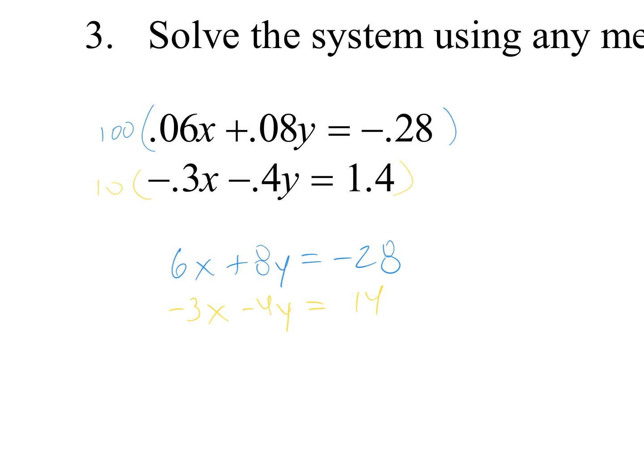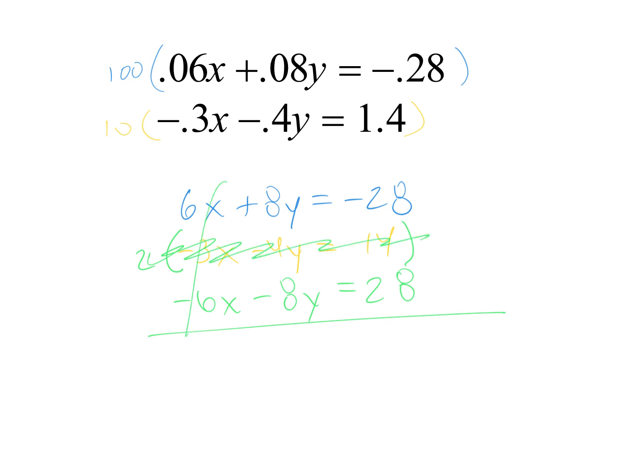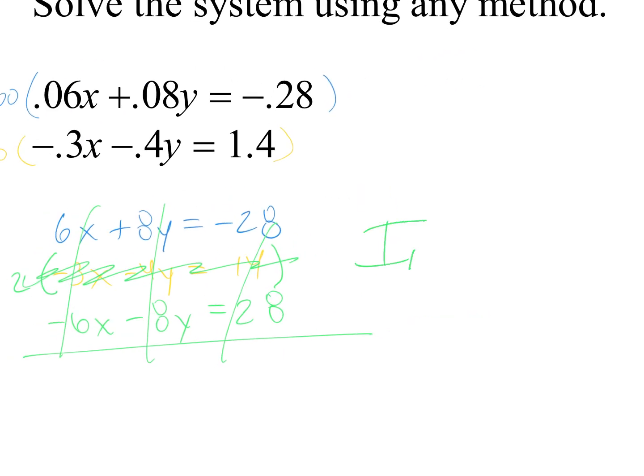Let's do elimination. Let's multiply the bottom equation by 2. We agree? So this will become negative 6x minus 8y equals 28. What happens with 6 and 6? Cancels. What happens with the 8 and the 8? They cancel. Negative 28, positive 28. Cancel. So what's your answer here? Infinitely many.